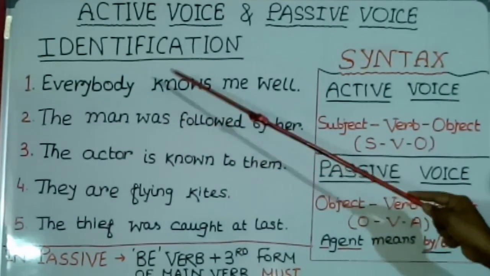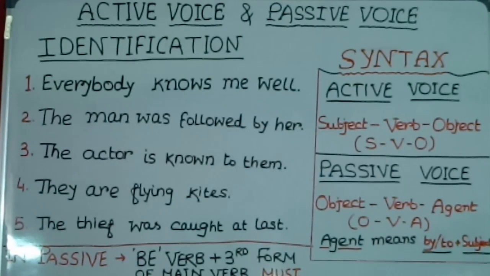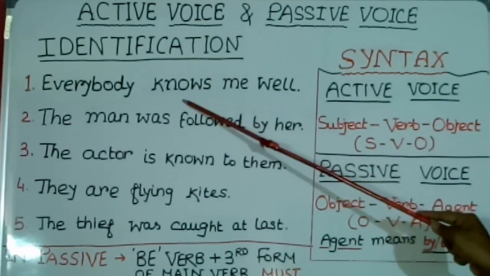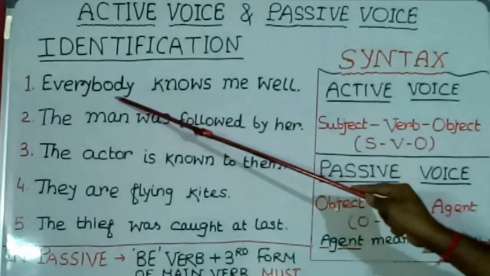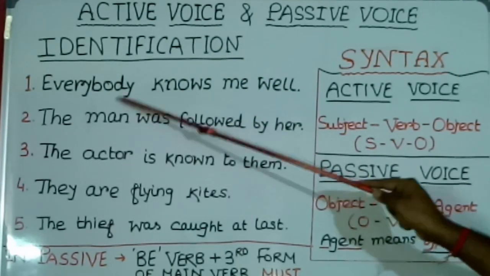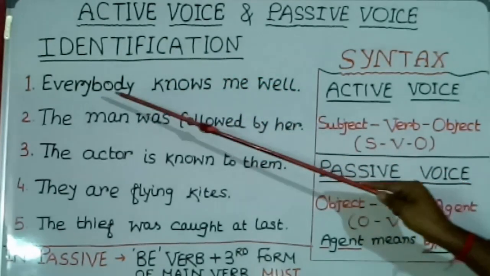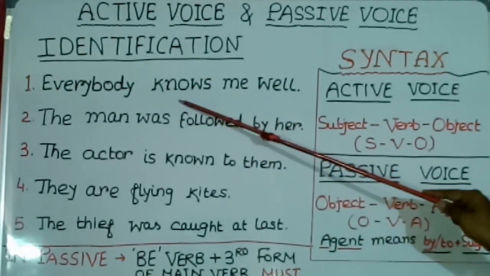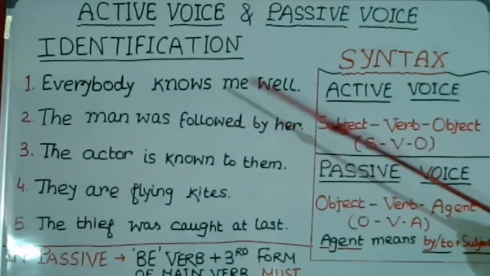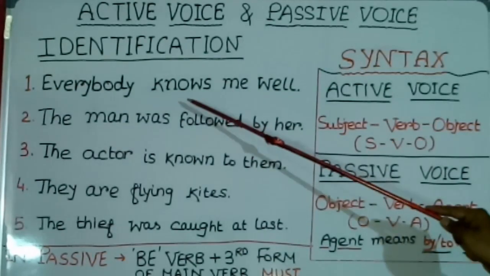Now in the first example, look here: everybody knows me well. Where is the verb in the sentence? Knows, K-N-O-W-S. Now who knows? Everybody knows. Everybody is the subject. Now whom does everybody know? Everybody knows me. So we have got subject, verb, and object. Subject verb object pattern means in which voice is it written? It is written in active voice.